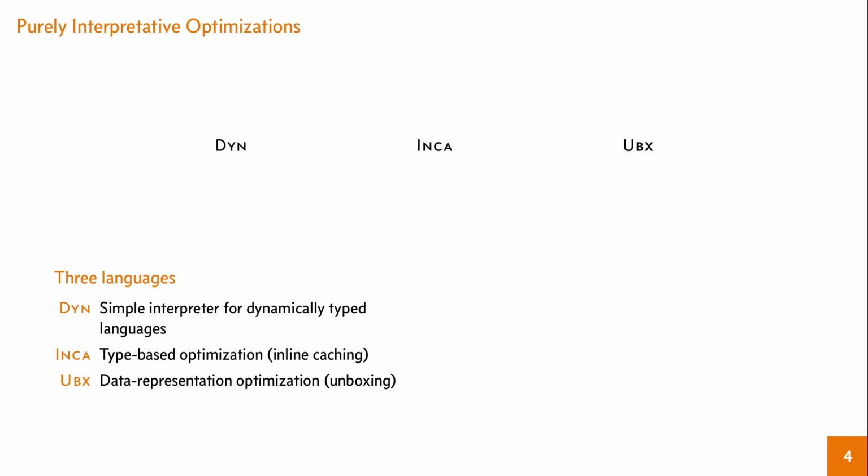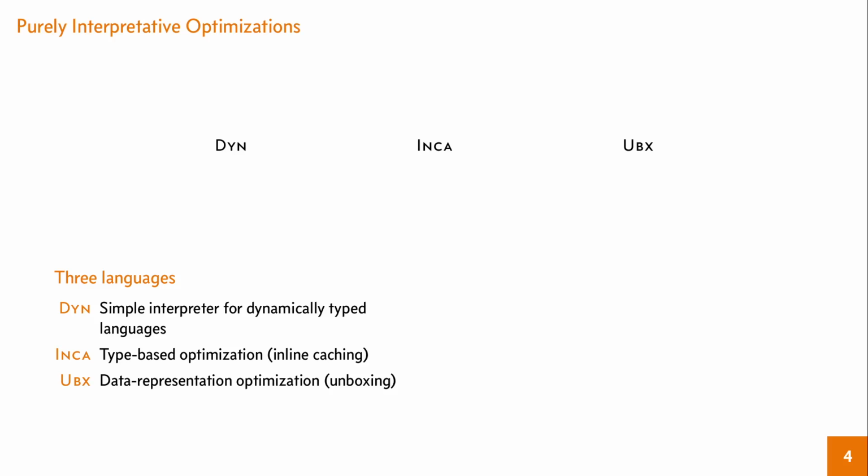So based on those premises, we specified 3 bytecode languages that incrementally support more optimizations. DIN is the baseline that we extend with a speculative optimization called inline caching to form Inca. We then extend it again with unboxing to form MuBX.